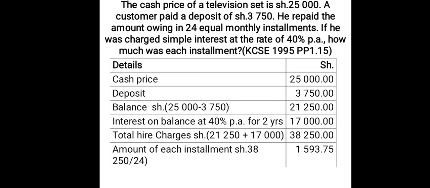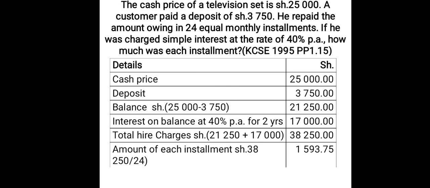You take 40 over 100 multiplied by 21,250 and then multiplied by 2. You get the interest is 17,000. That is a simple interest. Now the total installments will be 21,250 plus 17,000.